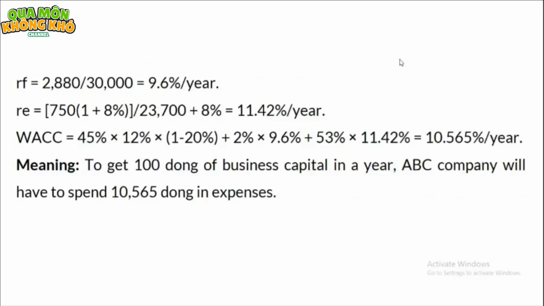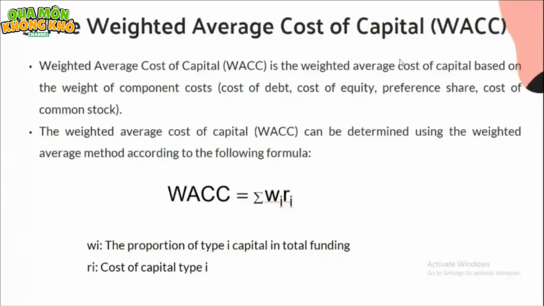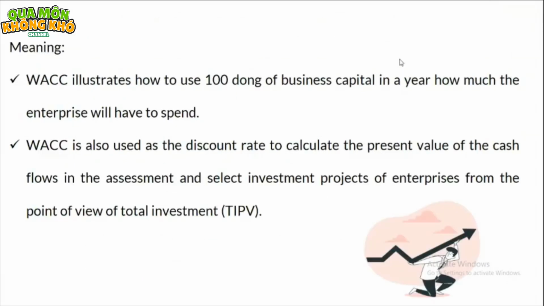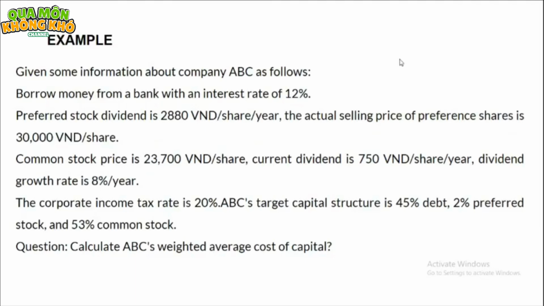So the WACC, as I told you, is the combination of cost of debt, cost of equity, retained earnings, and reserve share. And the formula of WACC is the sigma of WE multiply RE, so that 45% of the cost of debt. You can see that the corporate income tax rate is 20%. ABC's target capital structure is 45% in debt.